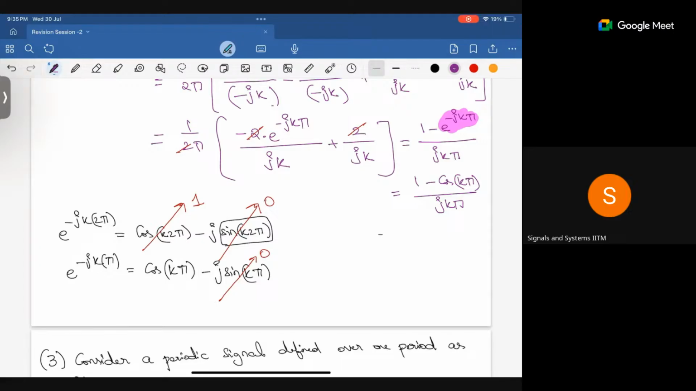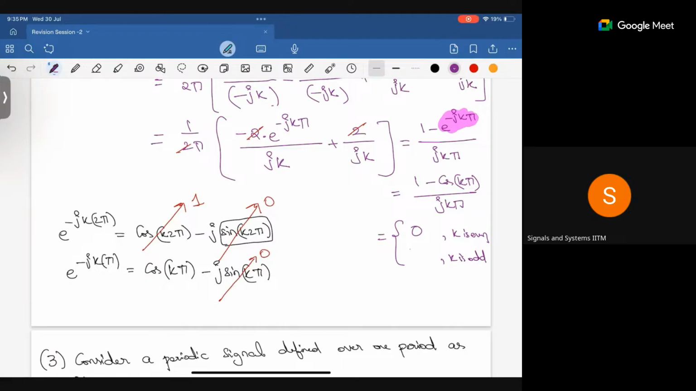Right? And you can also remove that cos k pi if you wish. So if k is even, cos k pi becomes 1. 1 minus 1 becomes 0. 0 by jk pi becomes 0. So you will not have any even terms, even Fourier coefficients.